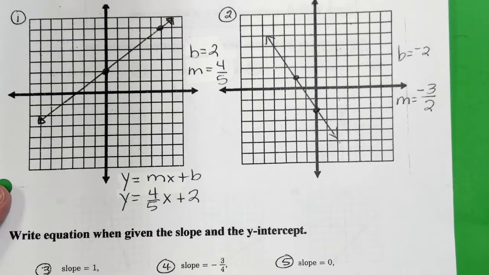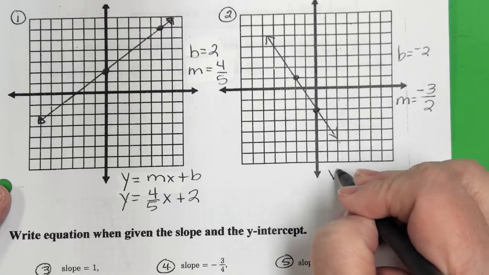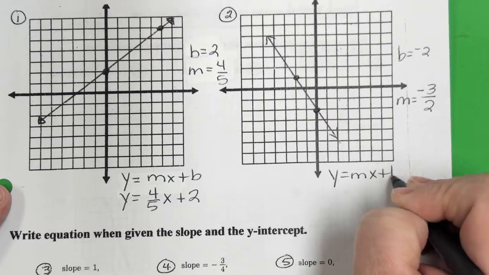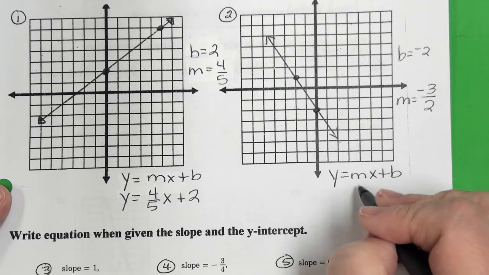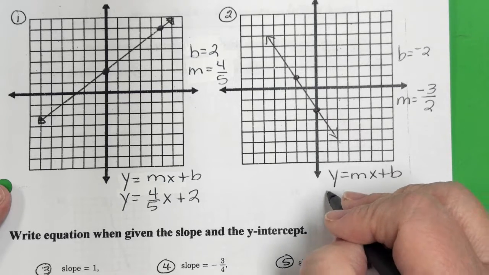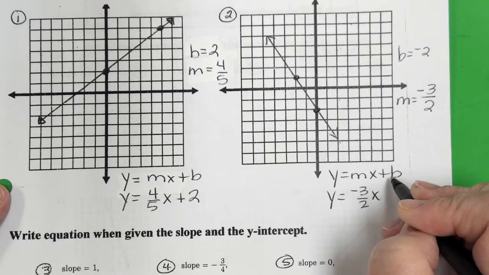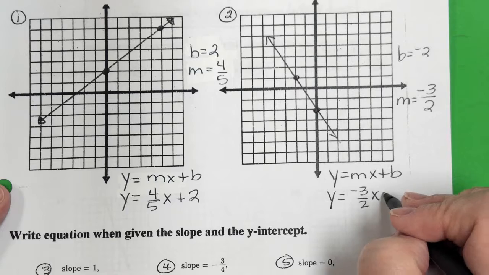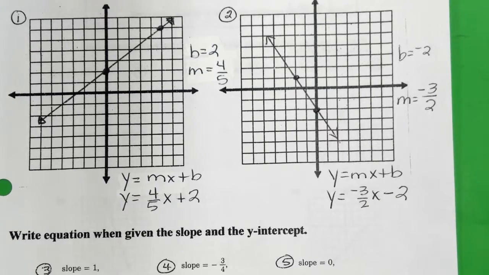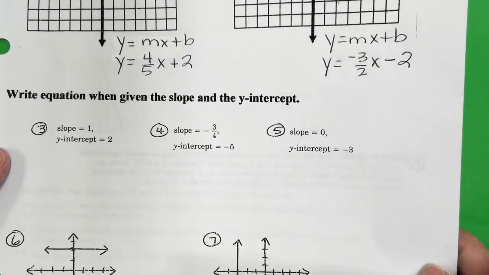We've got our slope, we've got our y-intercept, we're ready to write the equation. Y equals mx plus b is the formula. We're going to plug in our slope for the variable m, -3 halves x, and our y-intercept is -2, so we're going to write -2. So from a graph line, in order to write an equation in slope-intercept form, we have got to identify the slope and the y-intercept. Next, we have problems 3, 4, and 5.